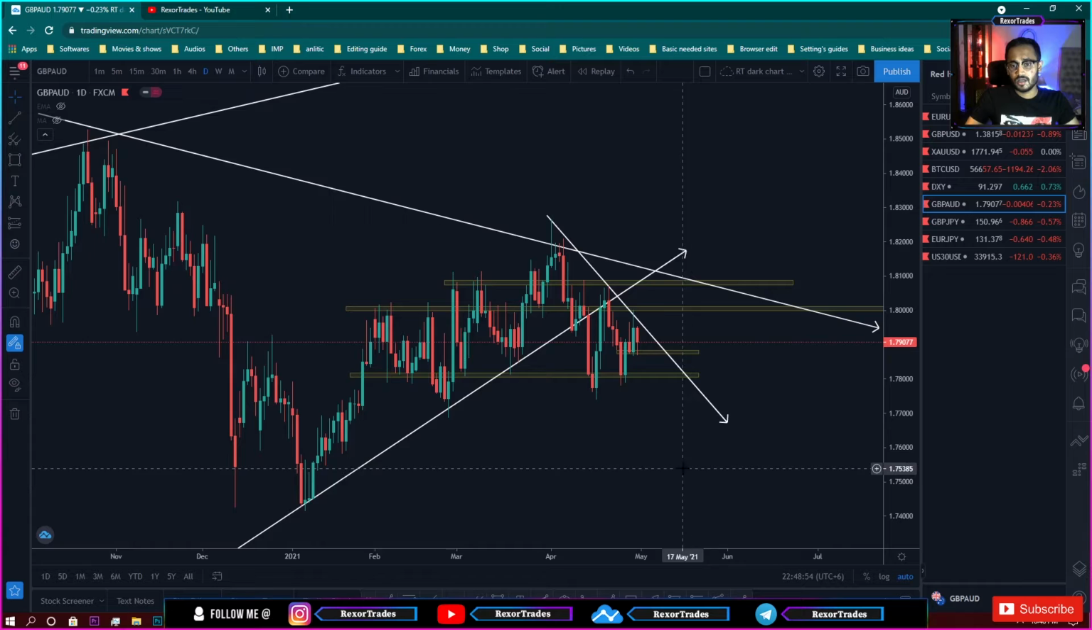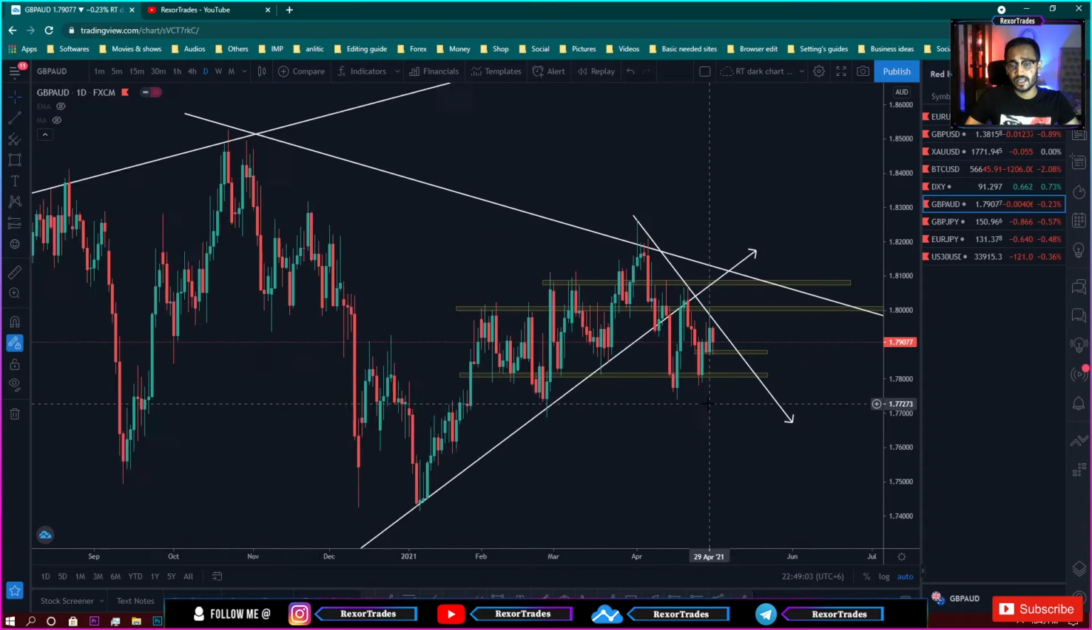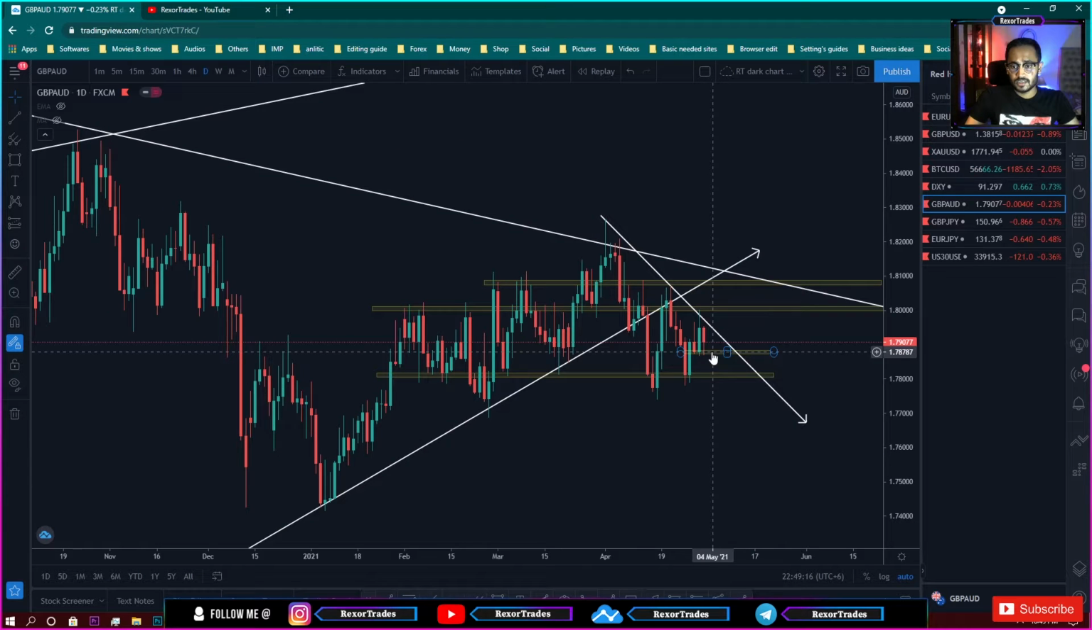If GBPAUD breaks out of this zone, it will also be the continuation of this newly forming downtrend line that is forming after breaking out of this uptrend line or this symmetrical triangle pattern that GBPAUD has been forming. Let's wait at this zone, and at this zone, let's see if GBPAUD breaks out of this zone or this zone. If it breaks out of this zone, that's when we're taking some short entries in hopes of GBPAUD moving even further down as part of the continuation of this downtrend line. So that's my analysis on GBPAUD.